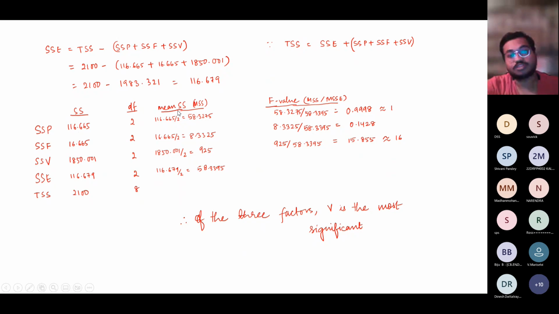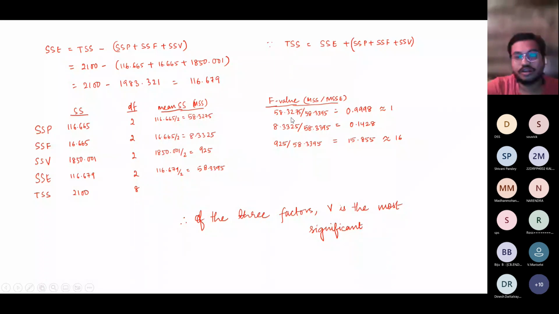Then we'll calculate the mean sum of squares, which is nothing but the sum of squares divided by the degrees of freedom. For pesticides, the mean sum of squares is 58.3275. For fertilizers, it's 8.3325. For varieties, it's 925. And for error, it's 58.3395.